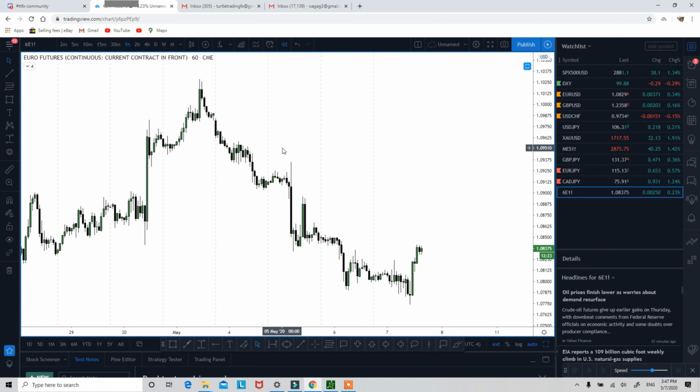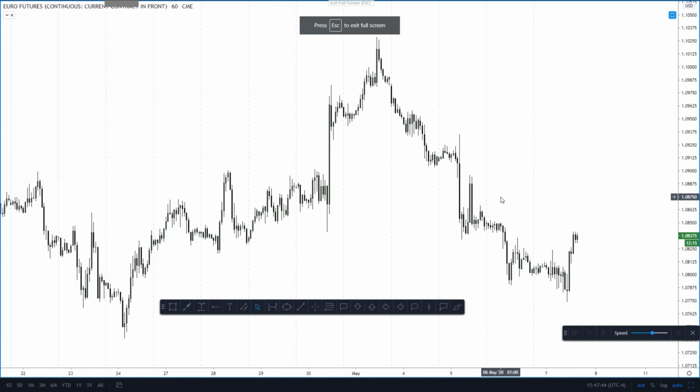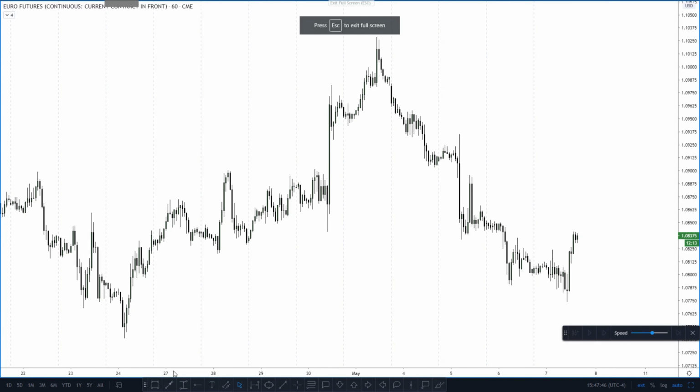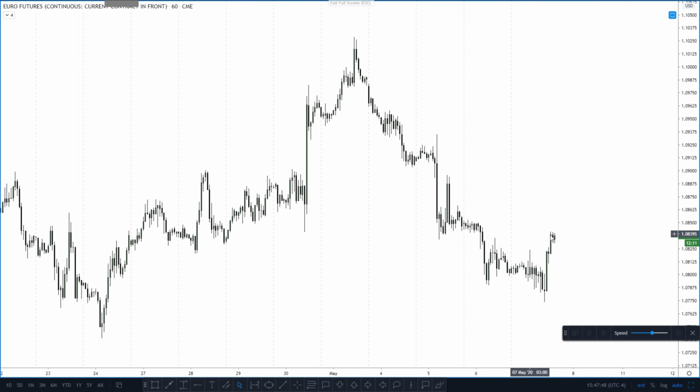All right, everyone. So right here we have the Euro futures contract. It's pretty much the same thing as Euro USD for everyone who trades Forex.